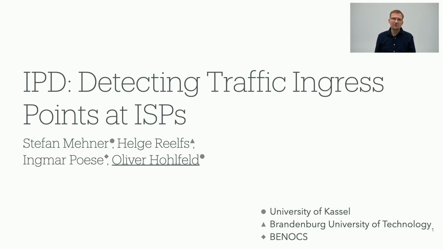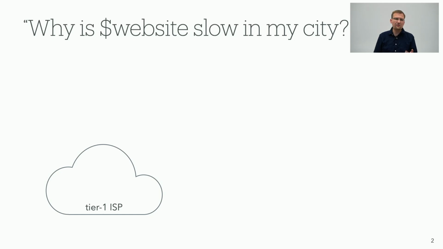For ISPs, this is a relevant problem for a number of reasons, and the first one being network performance debugging. So let's consider the following example. We have an ISP that provides internet access to both ADSL and fiber to the home users in one city. And at some point, the fiber to the home users experience a degradation in network performance when accessing one particular website, whereas the DSL users do not. So ingress point detection was a tool for the ISP to debug this performance problem.